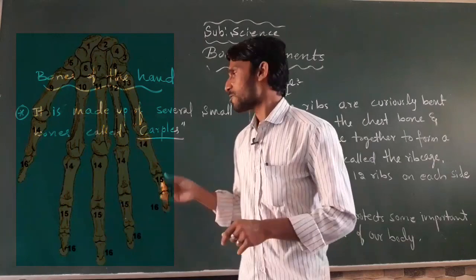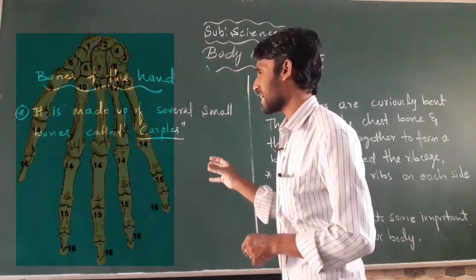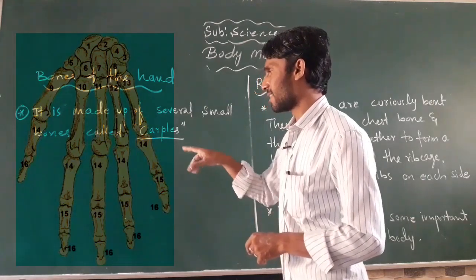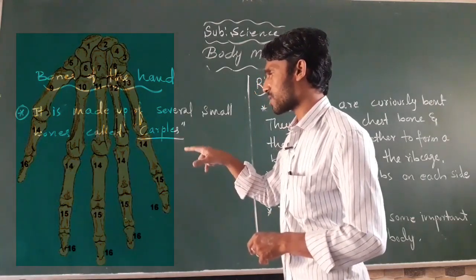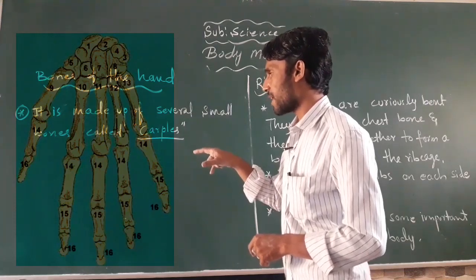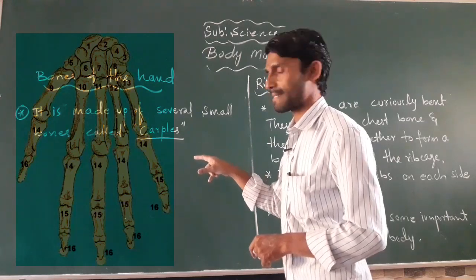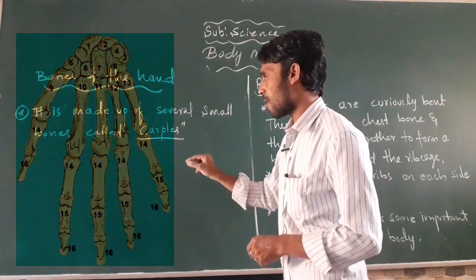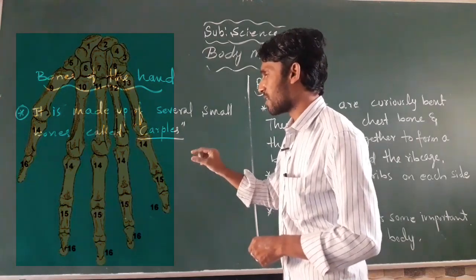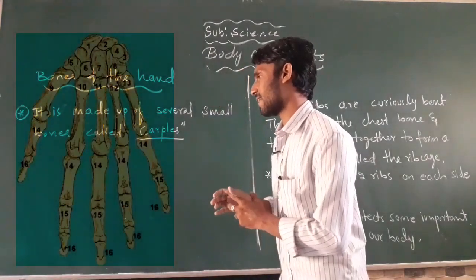Dear friend, look at this picture. These are the bones present in the hand. See, all these bones are present in our hand. The hand is made up of several small bones called carpals. These fingers are also made up of several bones. These are the bones present in our hand.